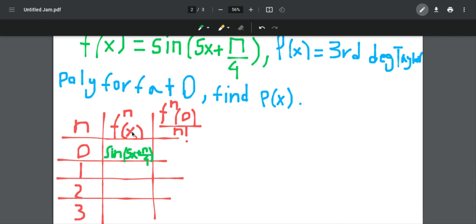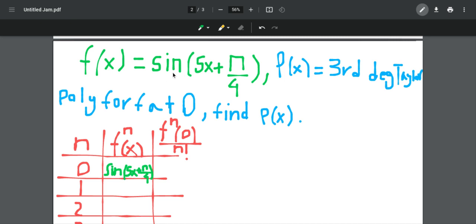Now, for the second row, we need the first derivative because n is 1. We know that the derivative of sine is just cosine, and the inside remains the same, but we need to apply the chain rule. We need to multiply by the derivative of the inside. So for the final, we get just 5 times cosine of 5x plus pi over 4.